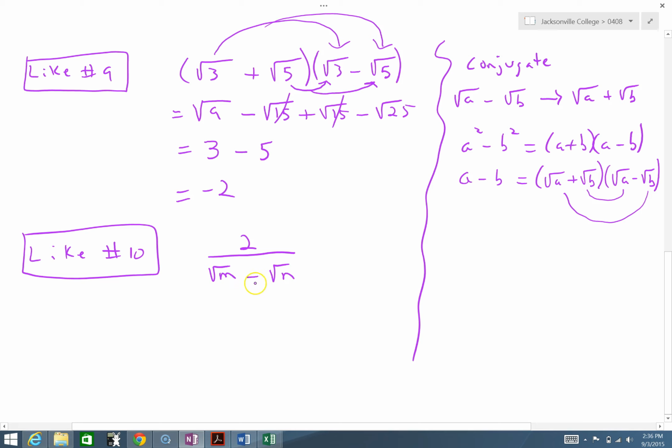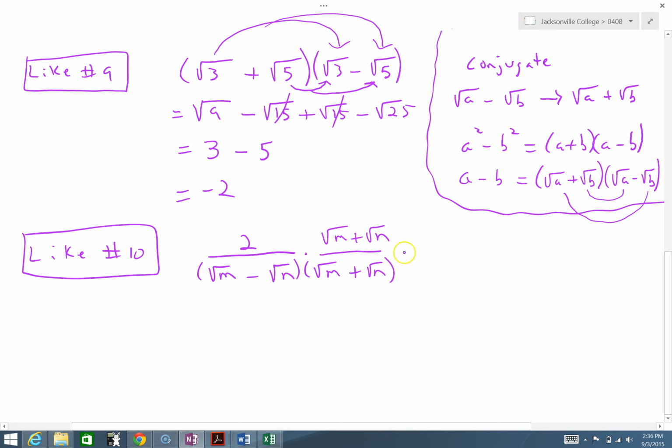If I have this subtraction, I'm going to multiply by the addition, square root of m plus the square root of n. Whatever I multiply in the bottom, I have to multiply in the top. All right. Well, what will square root of m minus square root of n be multiplied by? Well, here we can see it. Square root of a plus square root of b times square root of a minus square root of b is going to equal a minus b. So my denominator in this case simply becomes m minus n.